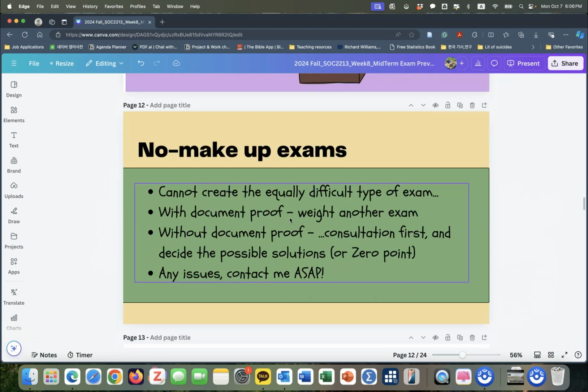So there is no guarantee of the makeup exams, because I cannot create an equally difficult exam, and for many of the reasons, I may not be able to automatically provide a makeup exam if you cannot finish that, because I made it a take home and a very long time for you, 72 hours. That does not mean that you need to use 72 hours in total, but you can allocate your time based on your availability or your convenience. So that's why we don't have a guarantee of the makeup exam.